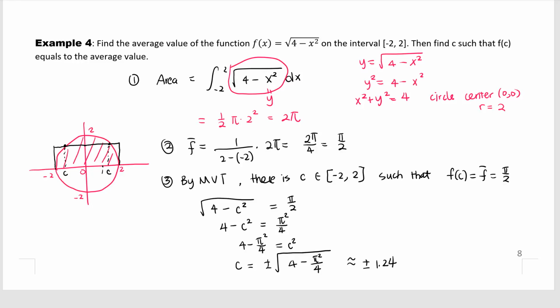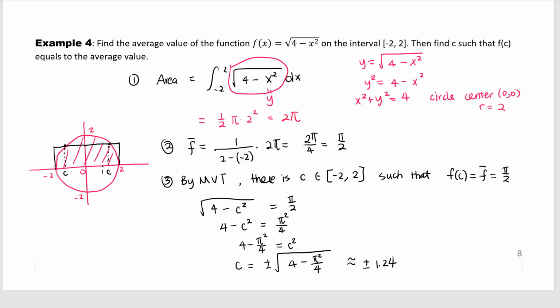So for this problem, you don't have to draw the graph, but actually the graph can help us to understand, and it can help us to double check the answer as well. You can see from the picture, we're supposed to get 2 c values, and we indeed get 2 c values. So today we learned about the integrals of odd functions and even functions. For even functions, the integral from minus a to a is 2 times the integral from 0 to a. For odd functions, the positive area and the negative area cancel out, so we get 0.